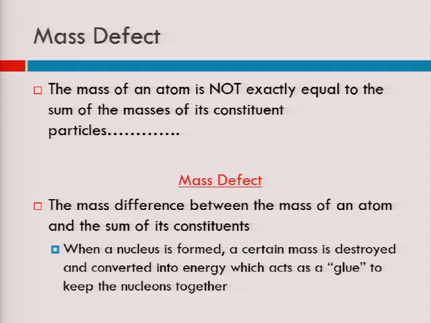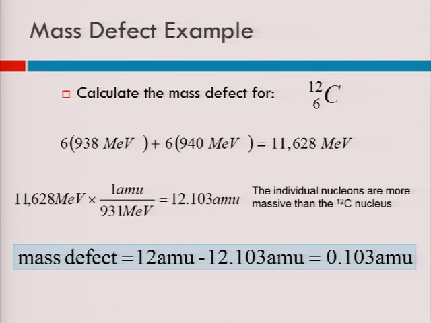All right, mass defect. The mass of an atom is not exactly equal to the sum of the constituent particles, right? So if we took the mass difference between the mass of the atom and the sum of each of the individual parts, this would be the mass defect. Essentially when the nucleus is formed, a certain amount of mass is destroyed and converted into energy, and that acts as the glue, or the binding energy, to hold those nucleons together. If we do a calculation, this is an example with carbon-12. Again, if you have those first couple of numbers memorized, it's really easy, right?